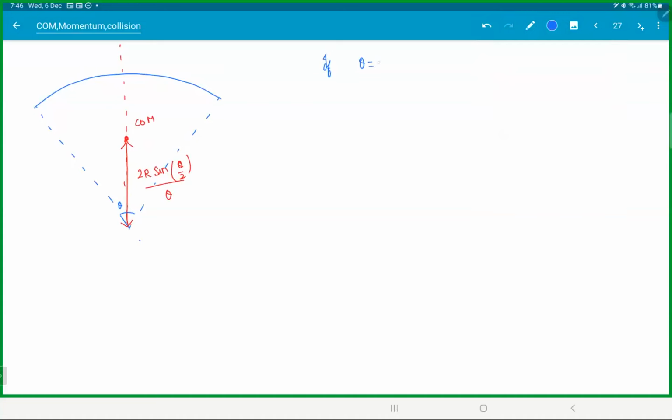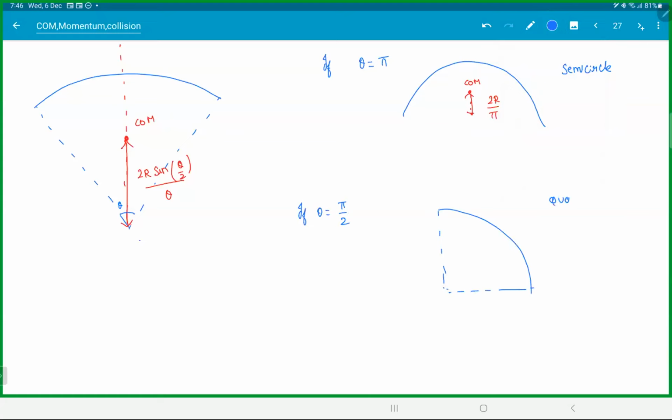If you take theta equal to pi, this is the standard shape. This becomes a semicircle. The center of mass will be at a distance of 2r by pi. If you take theta equal to pi by 2, it becomes a quarter circle. Remember, center of mass will always lie on the bisector. Bisector will be this. Don't take vertical line. Always say bisector. The center of mass will be somewhere here.